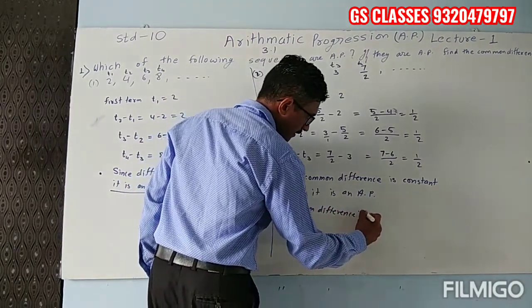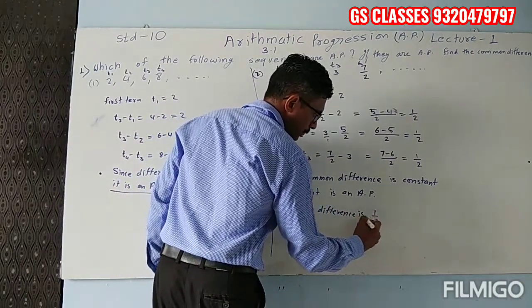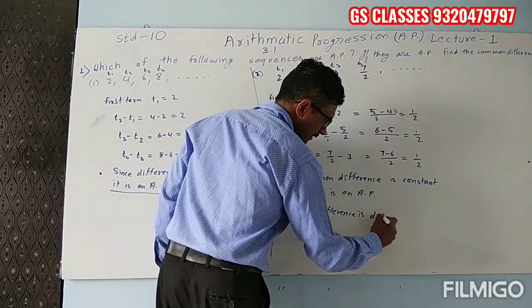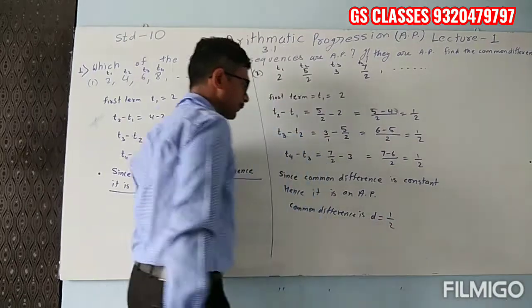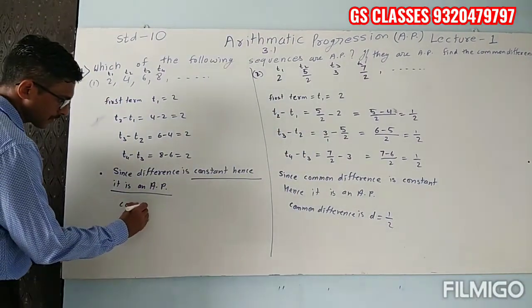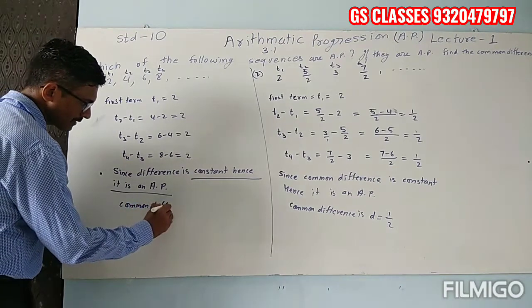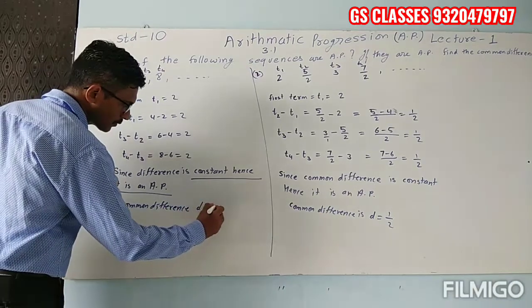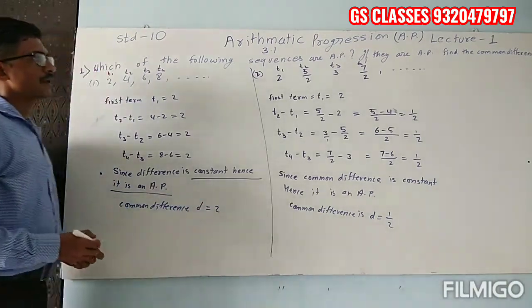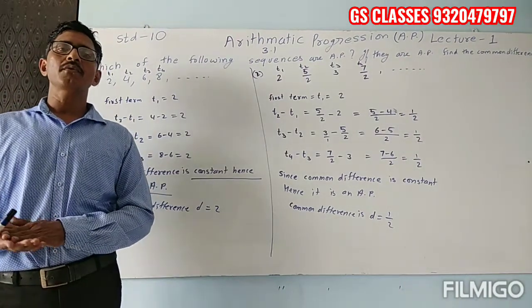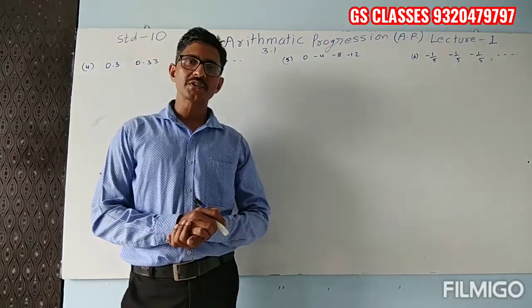Difference is 1 by 2. We will write this way, common difference D equals 1 by 2. Similarly, here also we will write common difference D equals 2. So like this, children, we have to solve all the new questions.